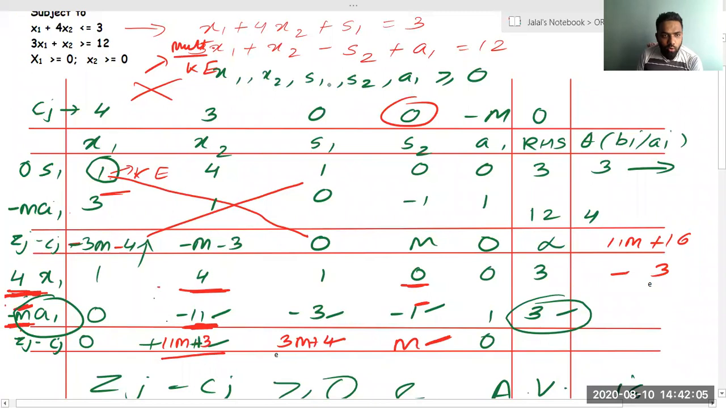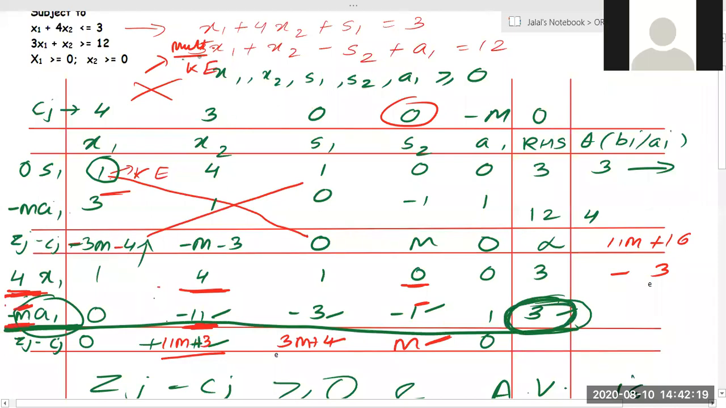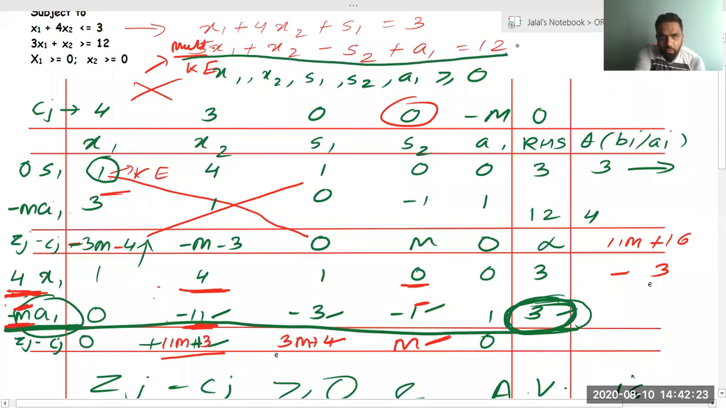What is the value of A? Look at this. What is the value of A in the final iteration? You can see the value is 3, and I hope you remember which was 3. I hope you can see this is my equation of A. What is my equation of A? 3x1 plus x2 minus s2 plus a1, right?